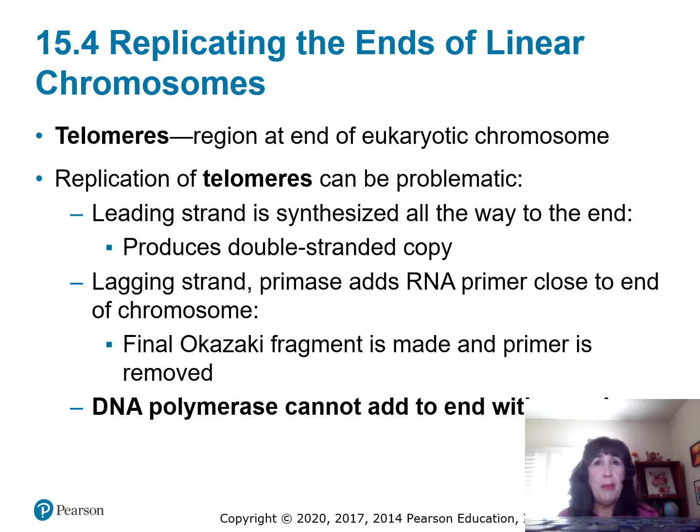So when you're moving backwards and forwards, there is a problem on the lagging strand for linear chromosomes. Primase adds an RNA primer close to the end of the chromosome, but if we're at the very end, then there's no place to add it. So DNA polymerase cannot be added without the primer, and it's almost like the enzyme falls off of the old parent strand.